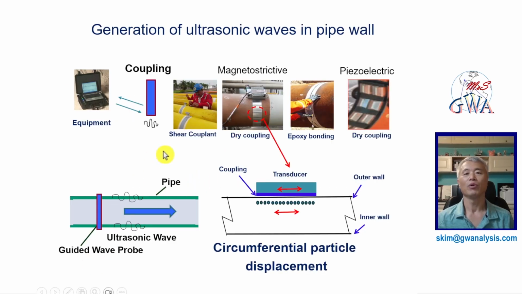After knowing the T01 mode is best, magnetostrictive and piezoelectric transducers were made for generating circumferential particle displacement, either coupled to the outer surface using shear couplant, dry coupling, or epoxy bondings along the pipe circumference for generating T01 mode. Because the transducer is only coupled on the outer surface of a pipeline as a non-destructive testing, particle displacement in the middle of the pipe wall is decided by the natural phenomenon of shear particle propagation through the pipe wall. It is decided by the frequency of a tone burst transmitter.